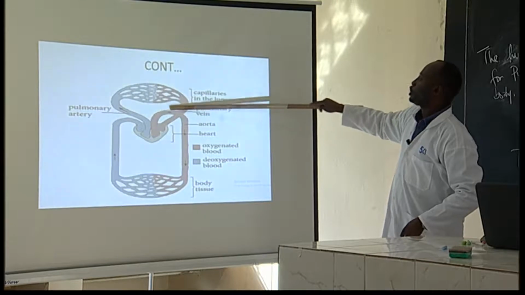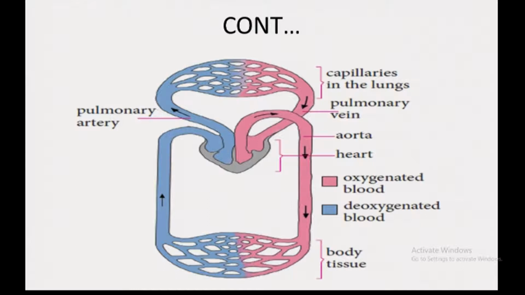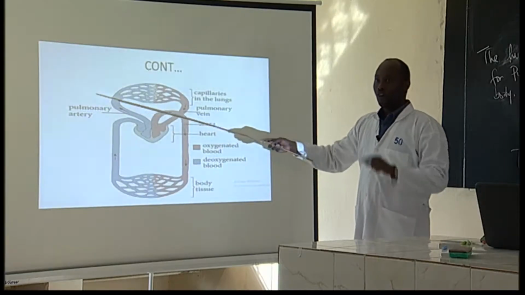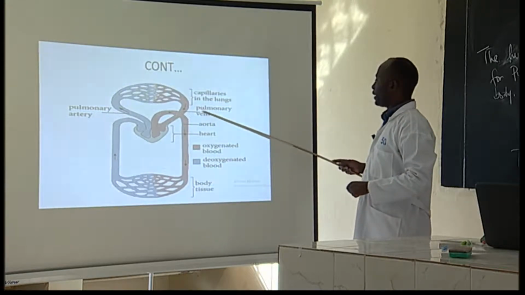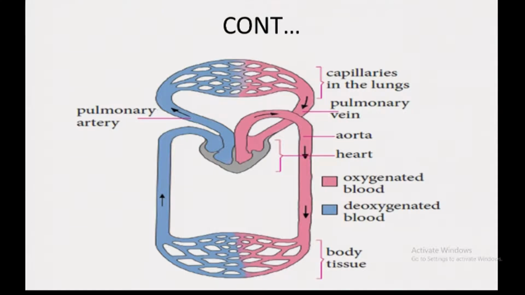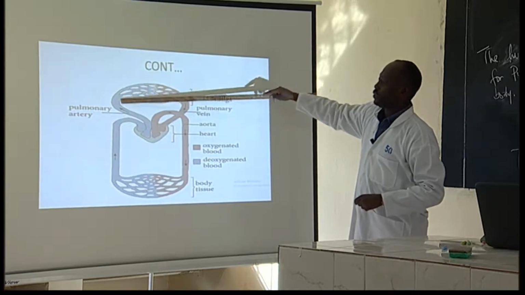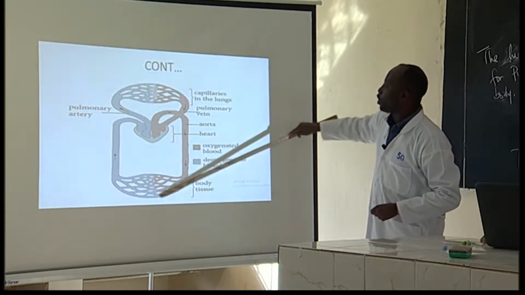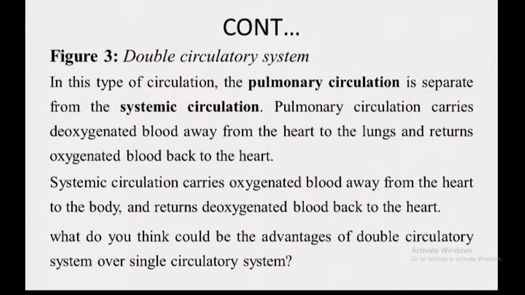Then from the heart, it is pumped to different parts of the body through the aortic artery. Remember to mention this: all arteries carry oxygenated blood, except the pulmonary artery. All veins carry deoxygenated blood, except the pulmonary vein. So the pulmonary vein carries oxygenated blood back to the heart. The pulmonary artery carries the blood away from the heart to be oxygenated. And that shows a complete circuit, which is a double circulation.